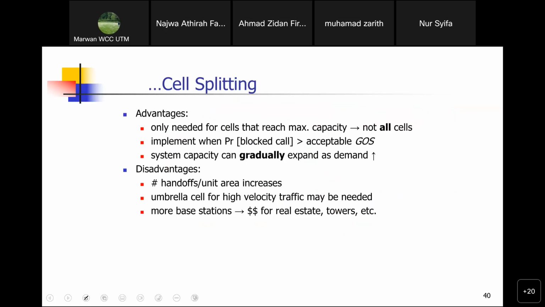So again, the issue here is handoff. Later we will talk about handoff, because we allow mobility. The smaller the cell, the more handoff you have to deal with. The user may walk from one cell to another cell more often. So later we will cover how we deal with handoff.